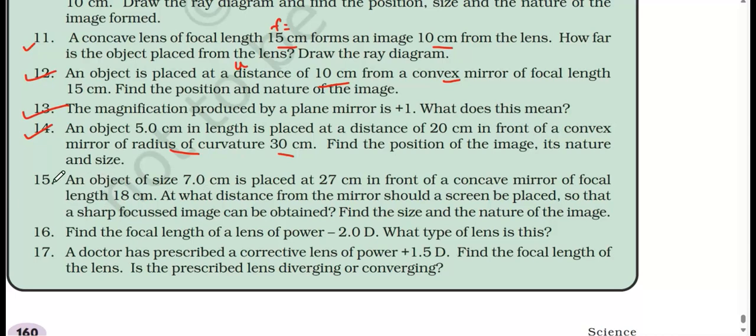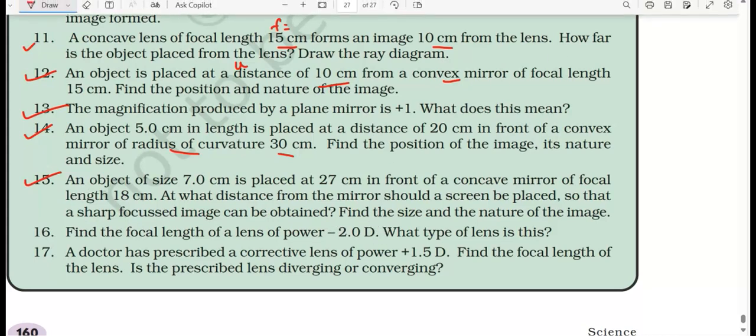Now let us go to question number 15. Again, a similar question. We have to find the size and the nature of the image like we have done in the previous questions. Number 16. Find the focal length of a lens. This we haven't done, right? So let us do that.